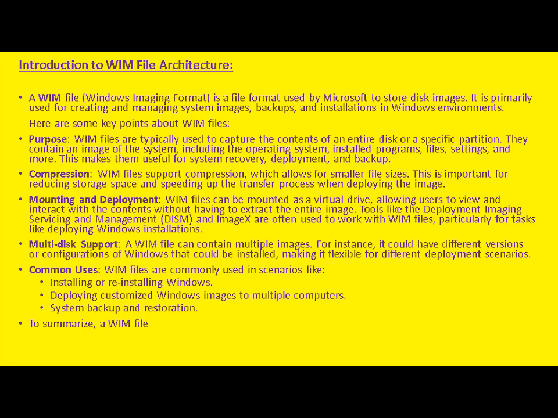So to summarize, a WIM file is a compressed disk image used to deploy or back up Windows-based systems efficiently. Okay, so this is an overall introduction to the WIM file.